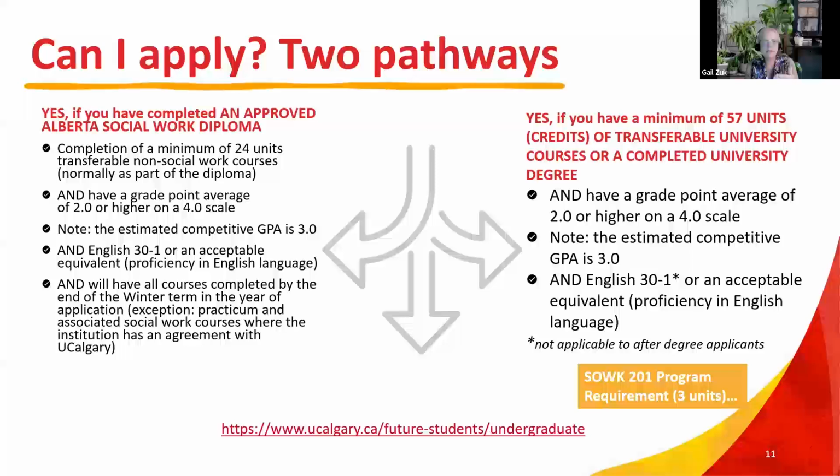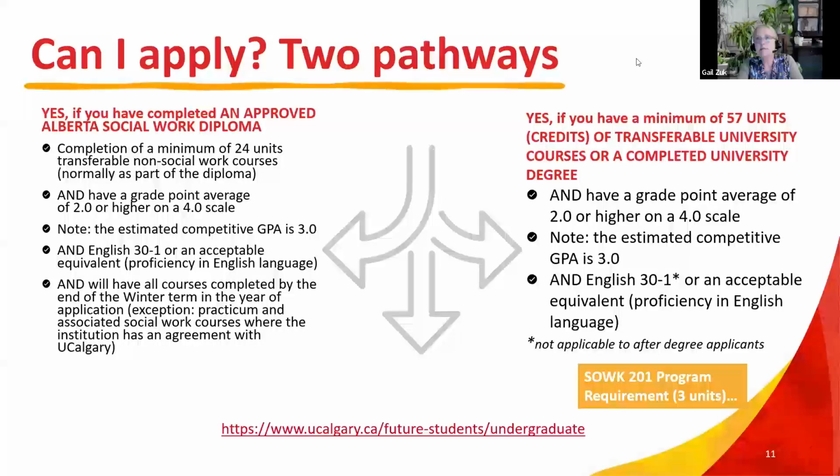You need to have that completed by the end of winter term in application. So it's sort of weird, because you're actually going to be applying for the BSW, but you haven't quite finished your diploma, because that would happen later this year in a couple of months, really. All right. And just note that it's a competitive admission process, regardless of which pathway you're applying to. And the competitive GPA sits around a 3.0.